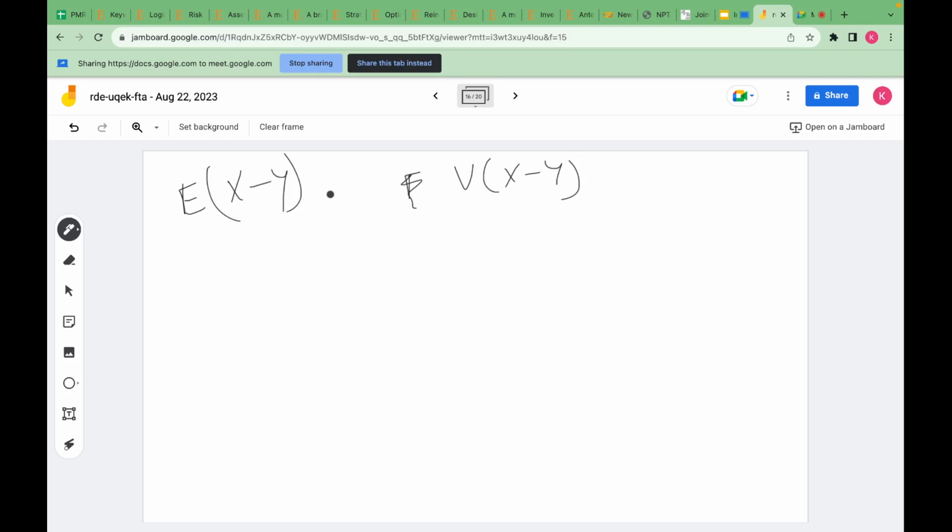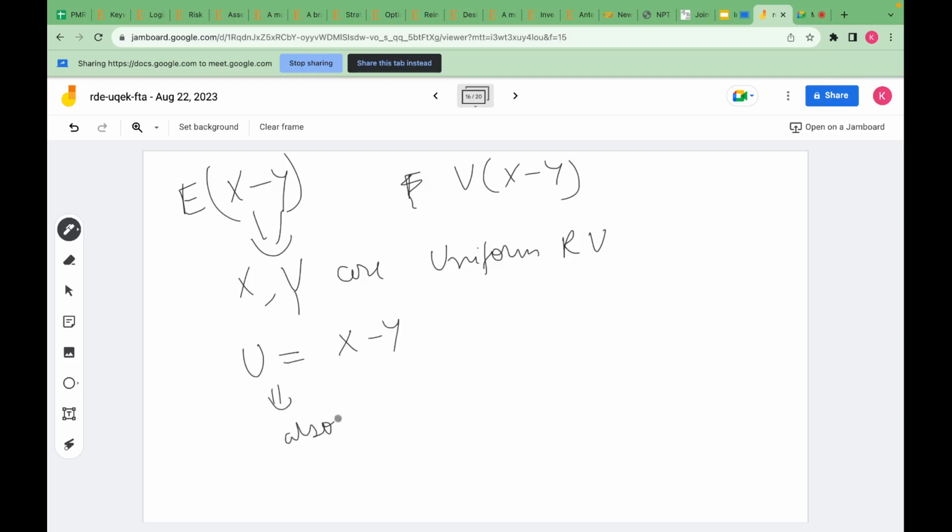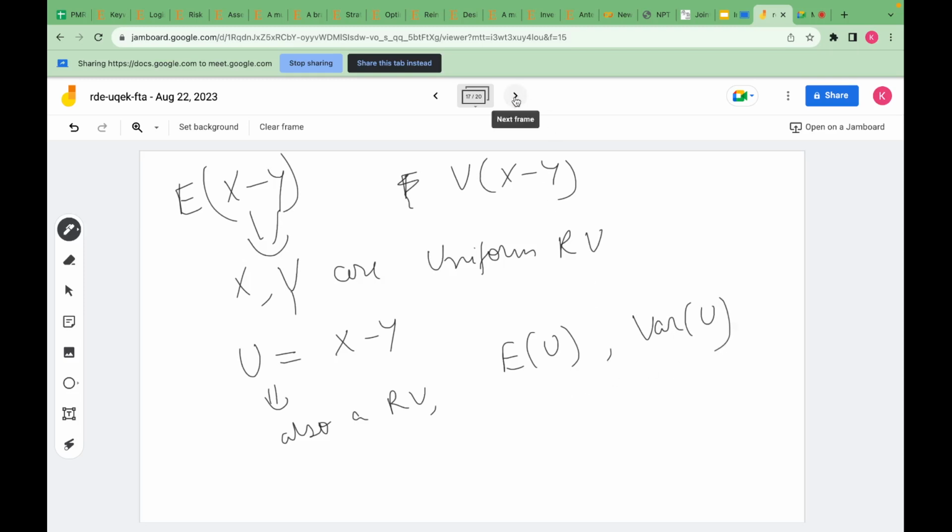Okay, so we can write that x and y are uniform random variables. So we can take a function u equal to x minus y. So this u is also a random variable and we need to find the expectation of u and variance of u.